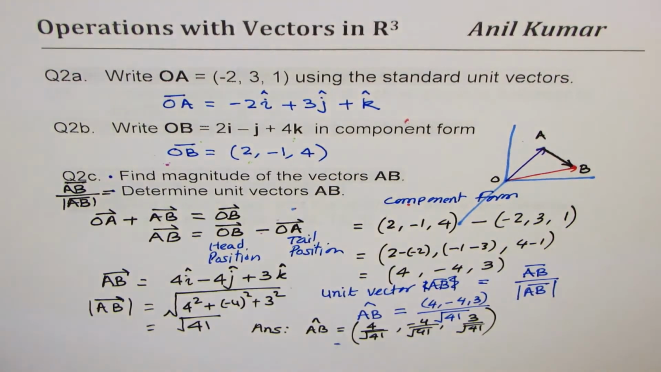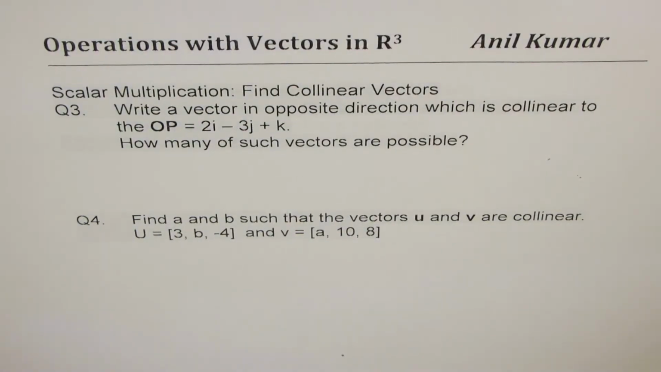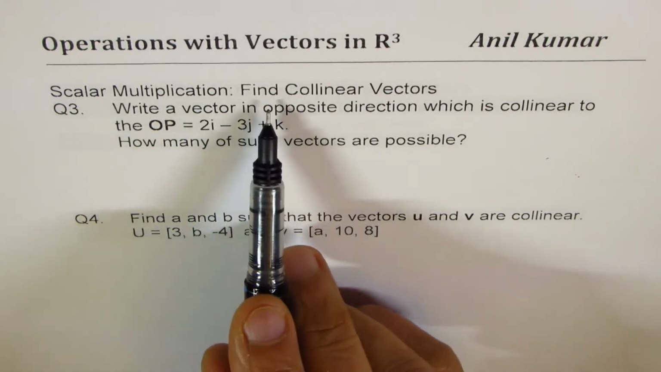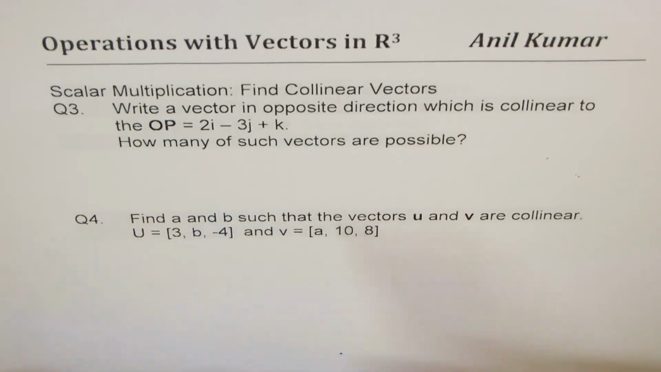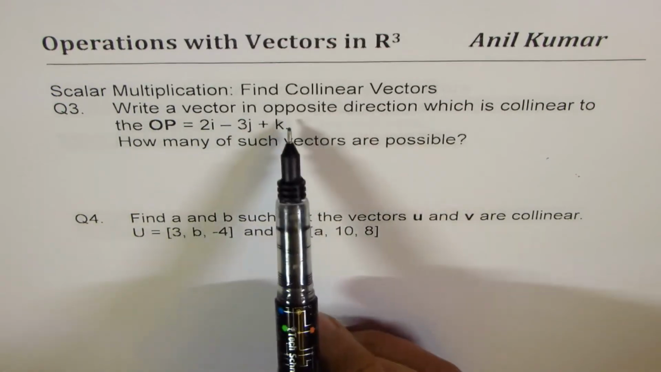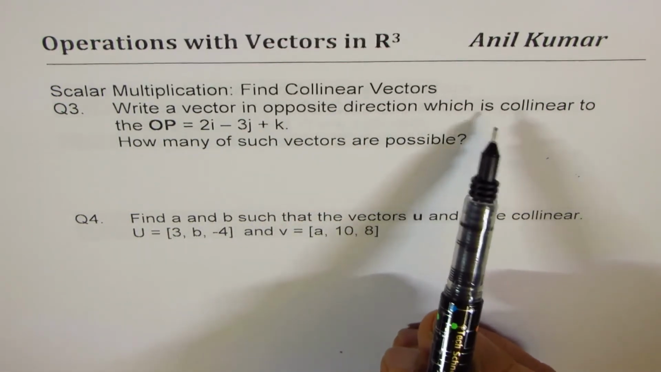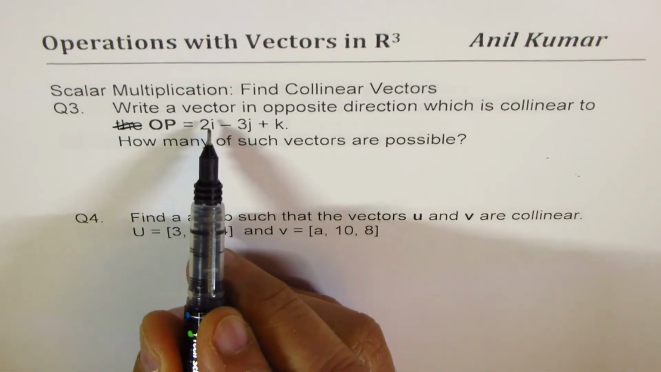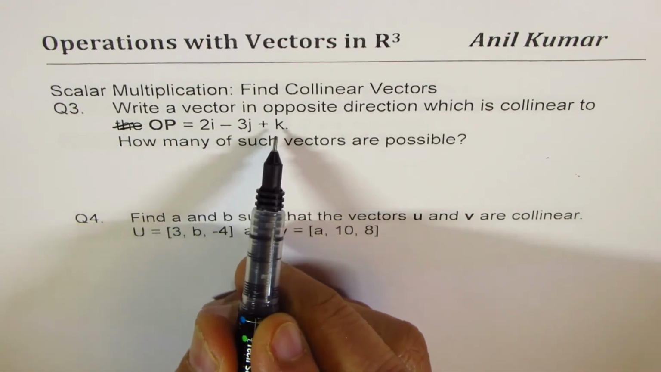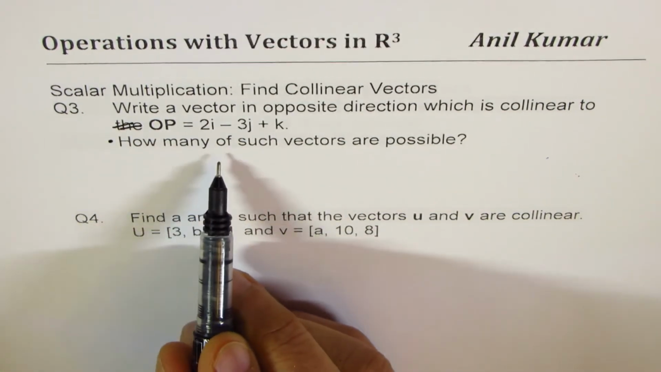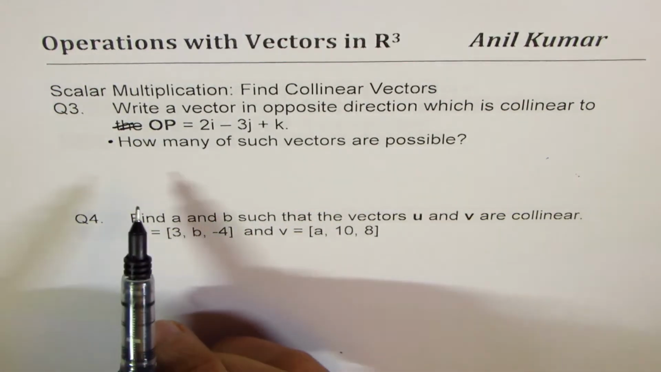Okay, let's move on and do question number 3. Questions 3 and 4 are from previous test papers, and we'll understand the concept of scalar multiplication and its relation with collinear vectors while solving these questions. Question number 3: write a vector in the opposite direction which is collinear to OP equals 2i minus 3j plus k. The second part of this question is, how many of such vectors are possible?